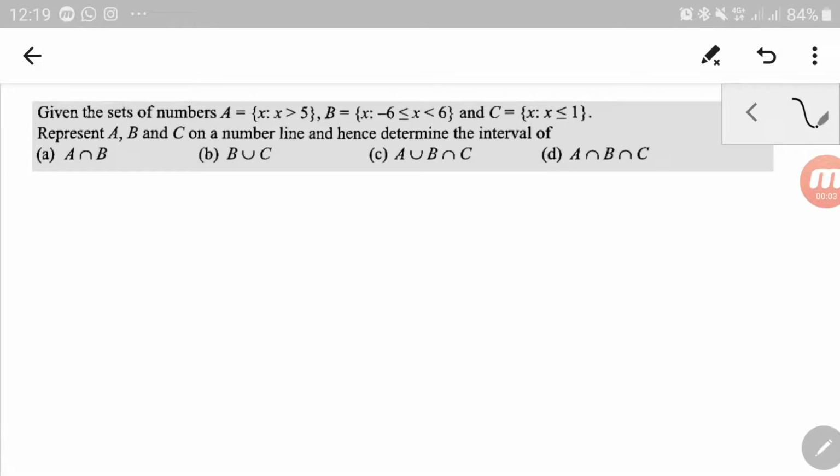In this video, we would like to discuss how to represent A, B and C on a number line and hence determine the interval of the following questions. So let's get started. A is a collection of numbers that is greater than 5, while B is a number that lies from -6 to 6, while C is a number that is at most 1. Okay, so let's get started.